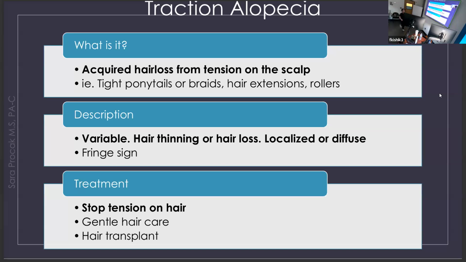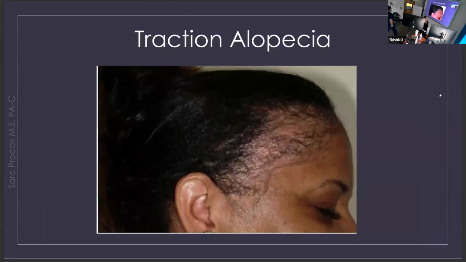Oh, fringe sign, sure. So fringe sign is just where you have retention of the frontal hairline, and then behind that is where you have the hair loss. Just because those hairs in front are usually smaller and finer, they're hard to grab and put into that hairstyle, so they're not going to be affected by it.